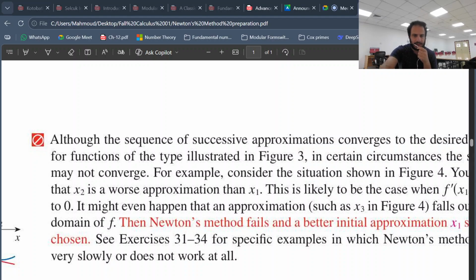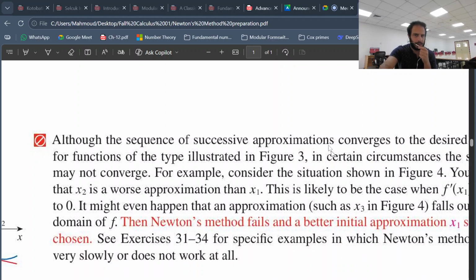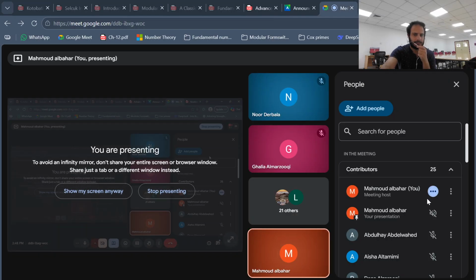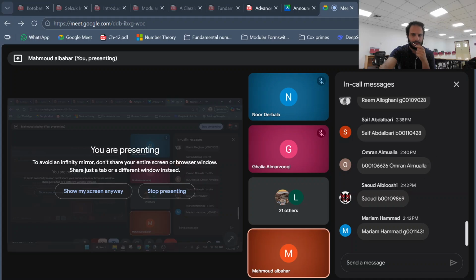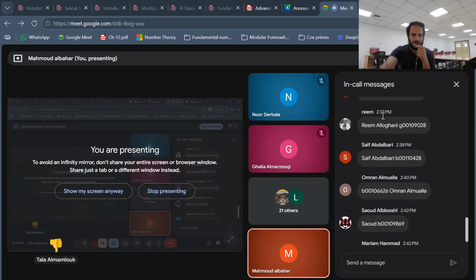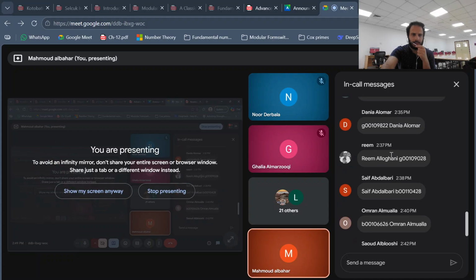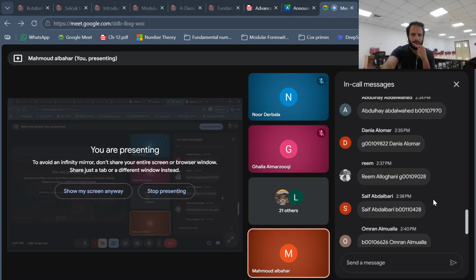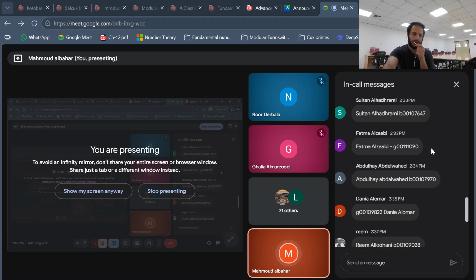Now, let's solve the example now. Do you have questions? Please remember, all of you, to write your names and student ID.